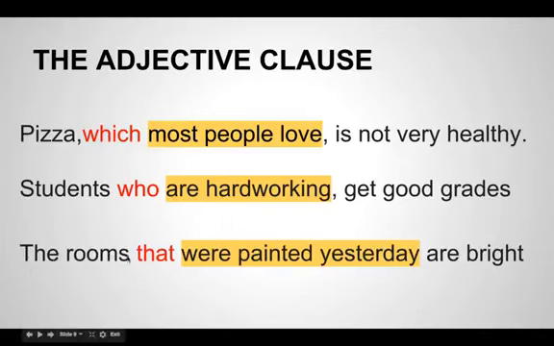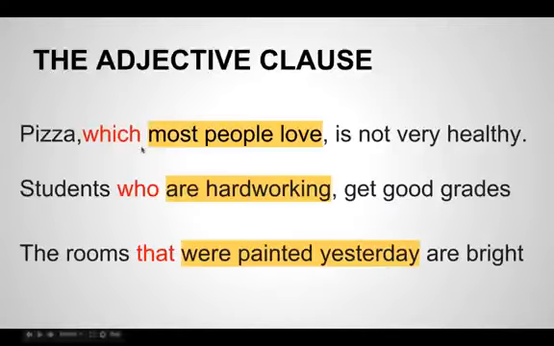We're telling the rooms that were painted. So we're still describing the room. Rooms that were painted yesterday are bright. So if you see here, we got a description, but it is not one word. It is like a sentence in itself, in which you've got a subject and you've got a phrase. So this is called an adjective clause in English.